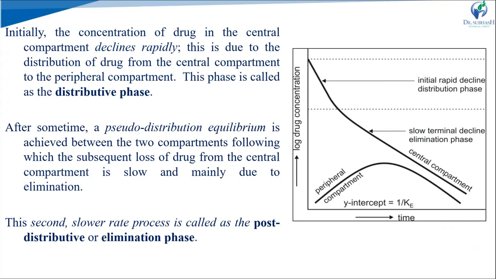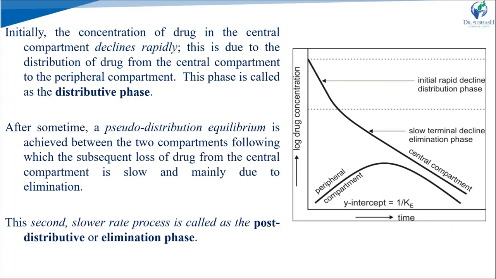The distributive phase is the initial rapid decline, as the drug distributes from the central to the peripheral compartment. So we see a rapid decline, and this phase is called the distributive phase. After some time, the decline in the central compartment becomes slow, mainly due to elimination. So that is called the post-distributive or elimination phase.